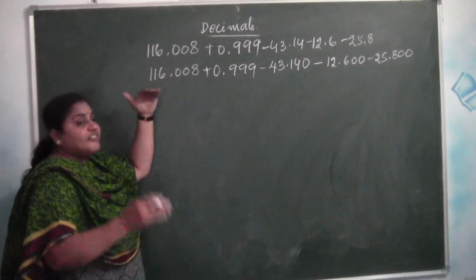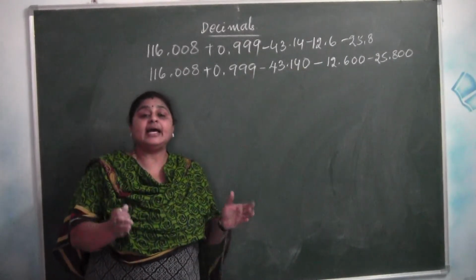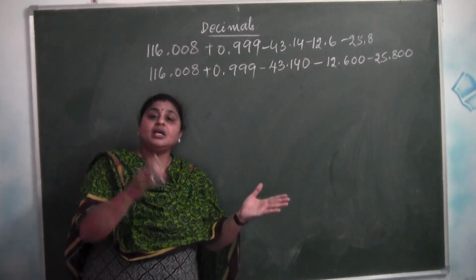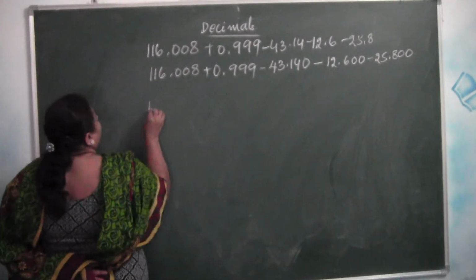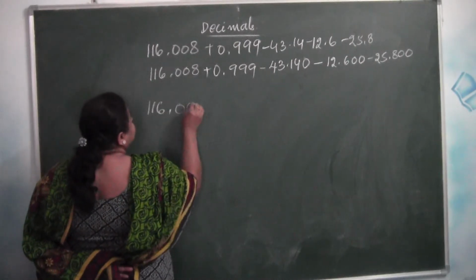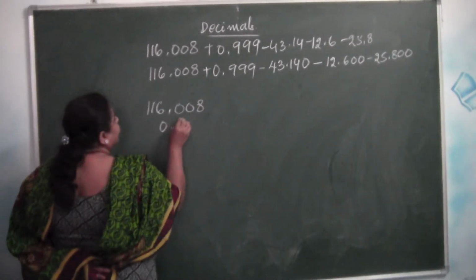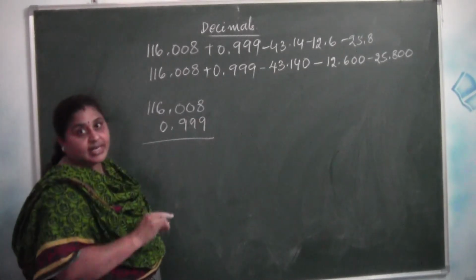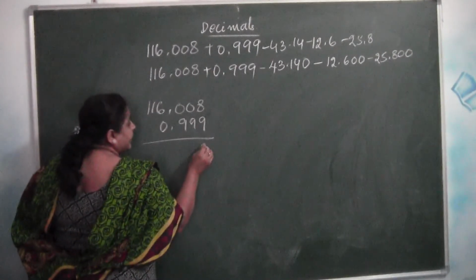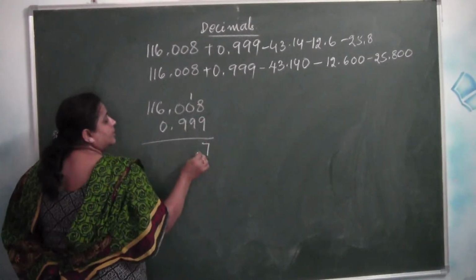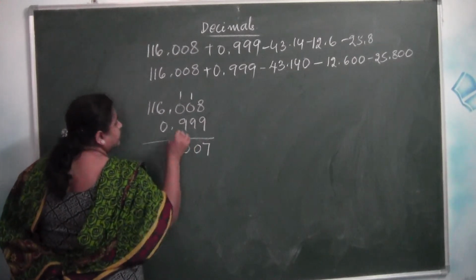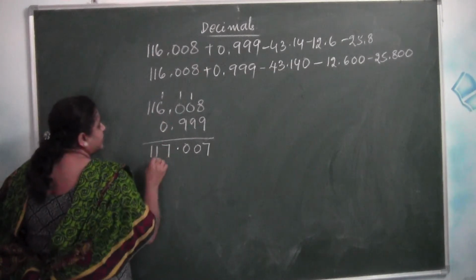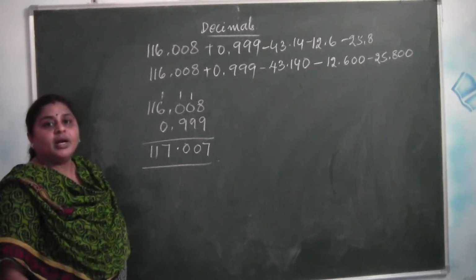Now what did I say? First add all the decimal numbers that have the plus sign, and add all the decimal numbers that have the minus sign. Now let us take 116.008 and 0.999. These are the two decimals that have the plus sign. 8 plus 9, 17. 10, carry over, 6 plus 1, 7, 7 plus 0, 7 and 1 and 1 as it is.